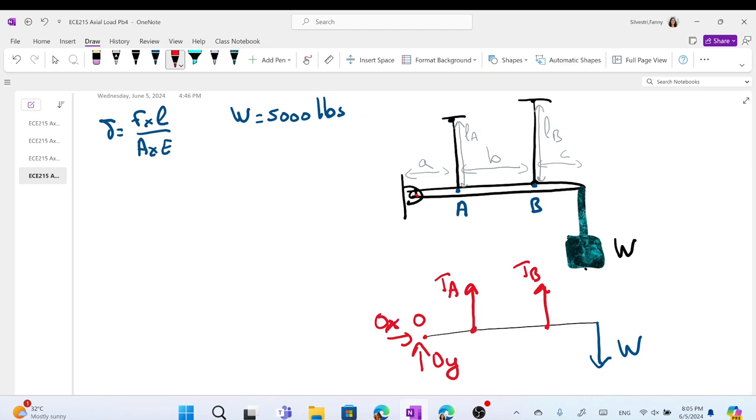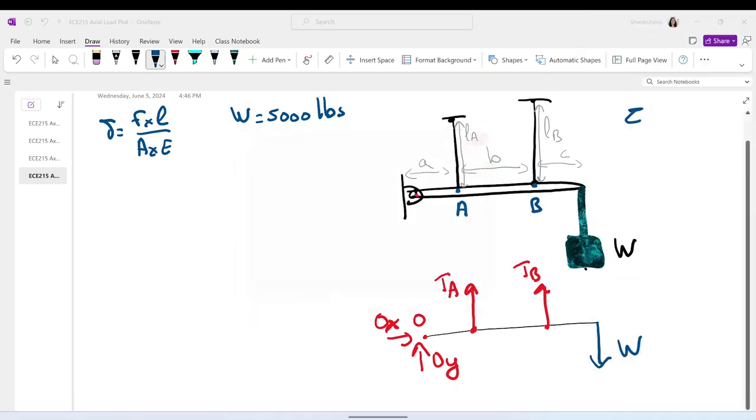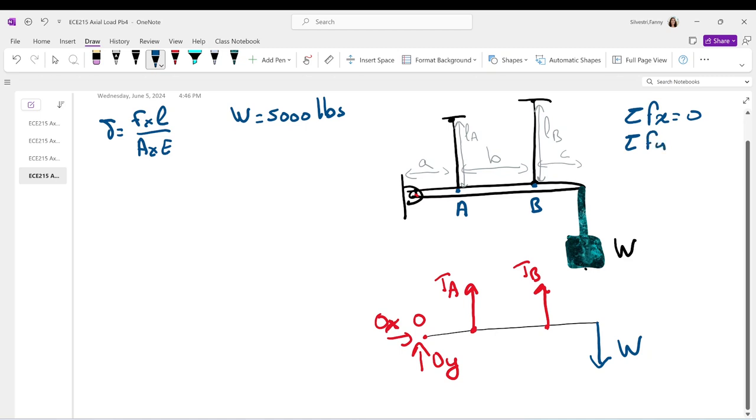I hope you can hear my sound. The question is, how do we solve for the unknowns with only 3 equations of statics? Remember, we have the sum of the forces on x equals 0, the sum of the forces on y equals 0. We can also use an equation of moment about O equals 0, because we have 2 unknowns at O, but we still have 2 unknowns in this equation, TA and TB. So we will work on that.